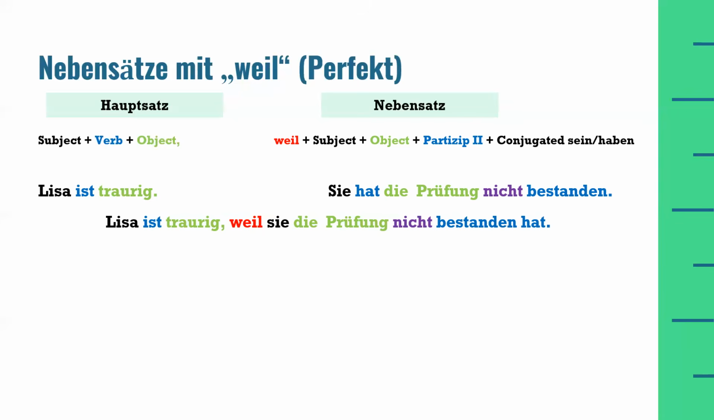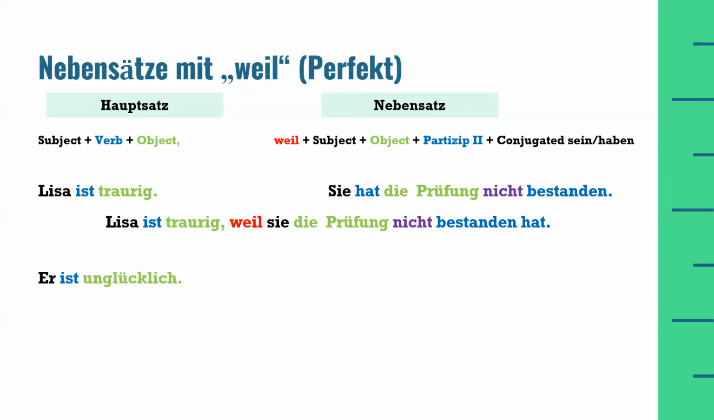Then comes nicht, and bestanden is the participle zwei or perfect form of bestehen, which means to pass. And we know that in this particular case, we will use haben verb and we will conjugate haben verb with respect to the subject sie, which is at the second position in the Nebensatz. So haben, if we conjugate it with respect to sie, becomes hat, and it will be at the last position of the sentence.